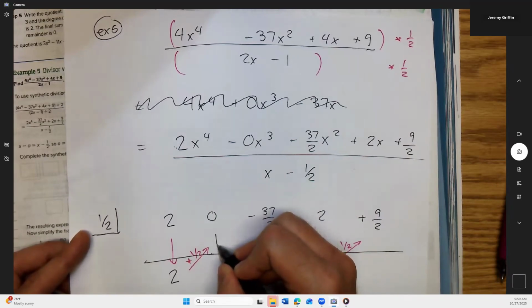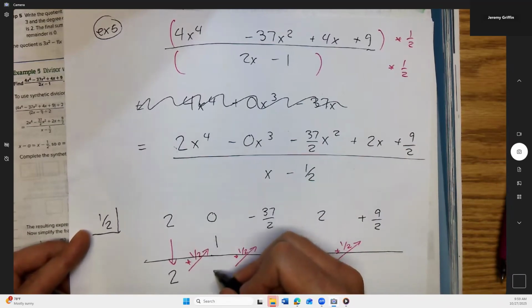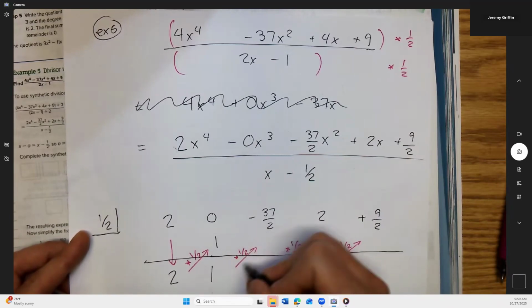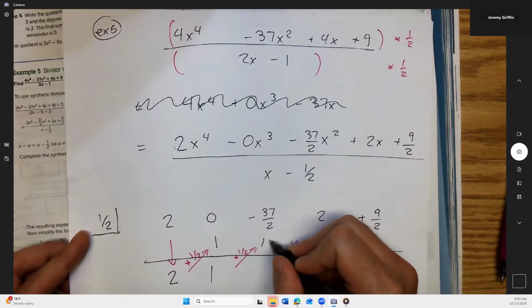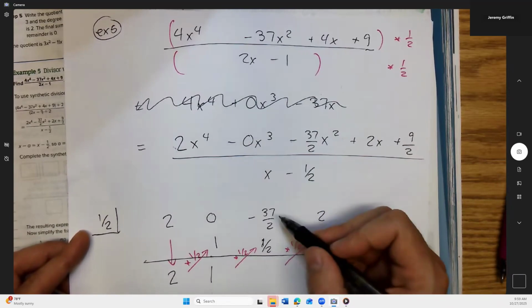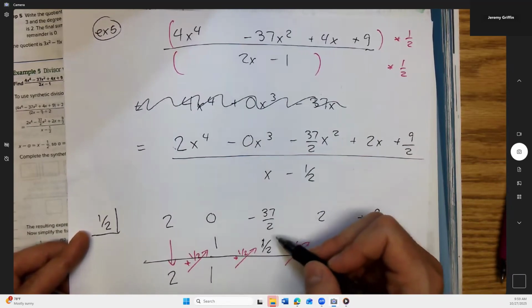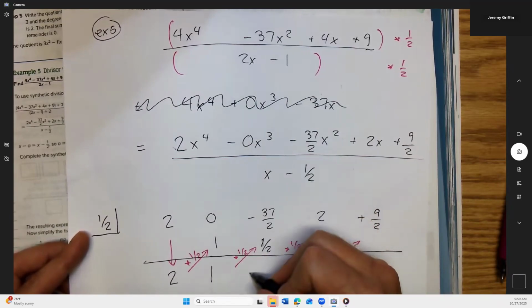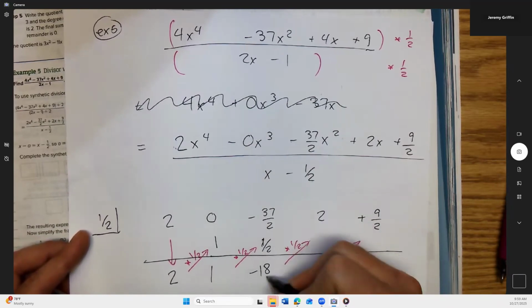Yeah, 1. And then 0 plus 1. What's 0 plus 1? 1. What's 1 times a half? 1/2. Okay. And then negative 37 halves plus 1/2, is that negative 36 halves, which I think is like negative 18, isn't it? What's half of negative 18?